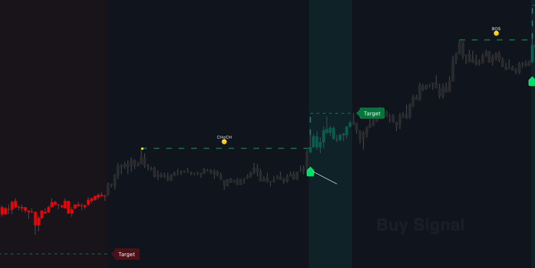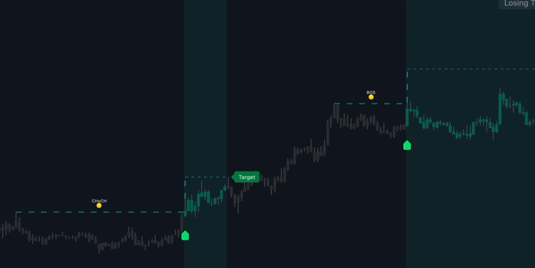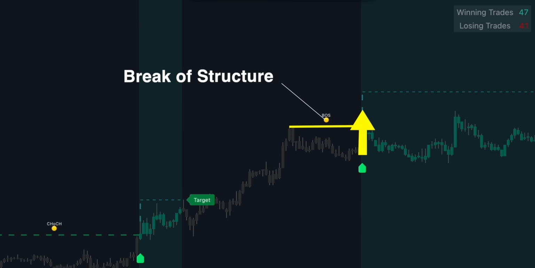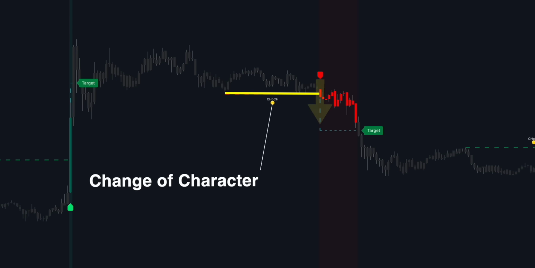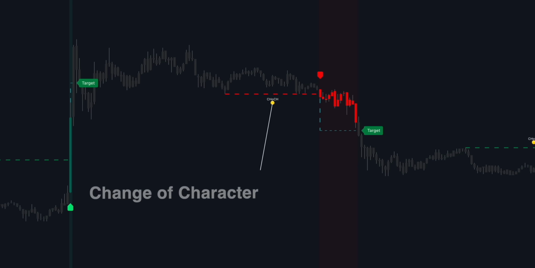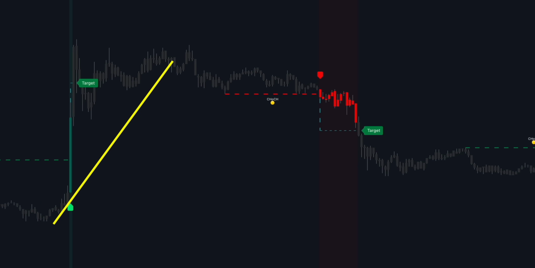The indicator produces buy signals whenever the price forms a new swing high. If the previous high is broken for the first time after a downtrend, the indicator marks it as a change of character. If the high gets broken again after a change of character, the indicator marks it as a break of structure. Similarly, if the previous low is broken for the first time after an uptrend, the indicator identifies it as a change of character. In simple words, the trend switches from bullish to bearish. A sell signal is produced on the breakout.